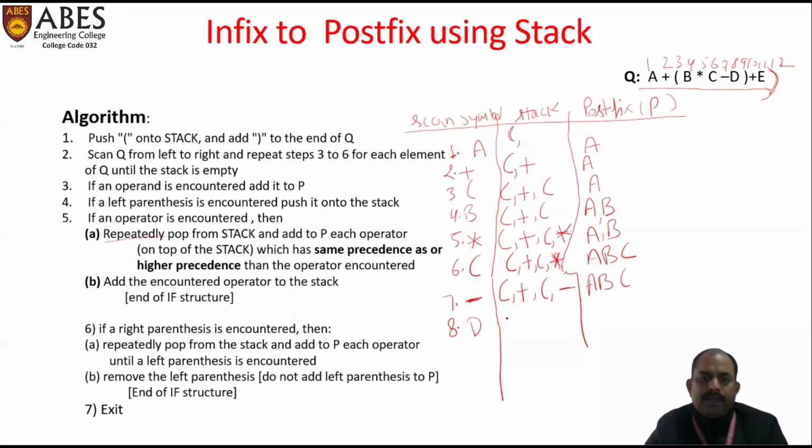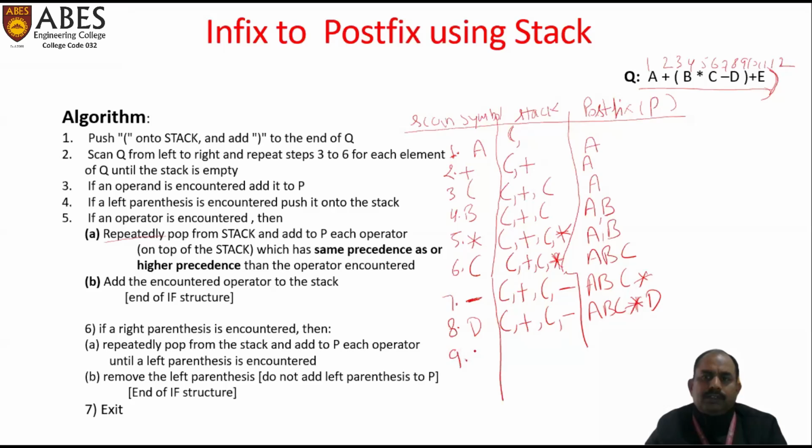Now, the next symbol is D. This is an operand. When an operand is encountered, we add it to the expression. So the expression is now A, B, C, star, and D.